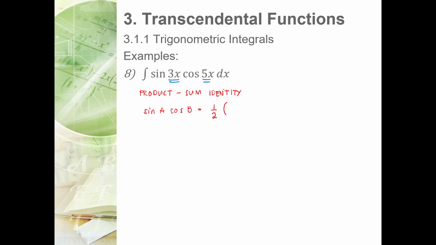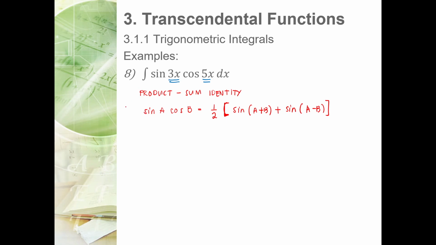So it's going to be sine A plus B, and then plus cosine A minus B. The next is the parenthesis, a bracket. Okay, sine.